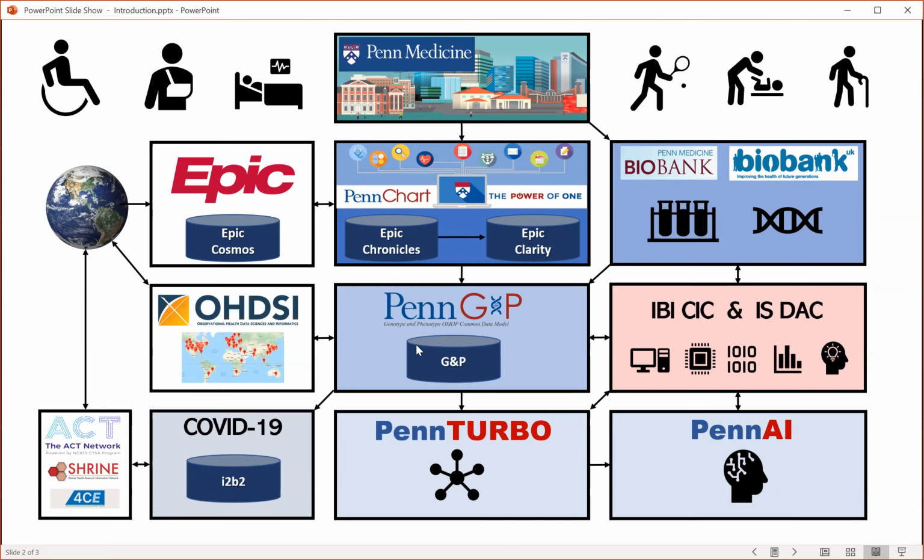If you are interested in using any of these resources, you can contact the Information Services Data Analytics Center, which is really focused more on operations in the health system, or the Institute for Biomedical Informatics Clinical Research Informatics Core, the CRIC, which is there to help investigators do research with clinical data.